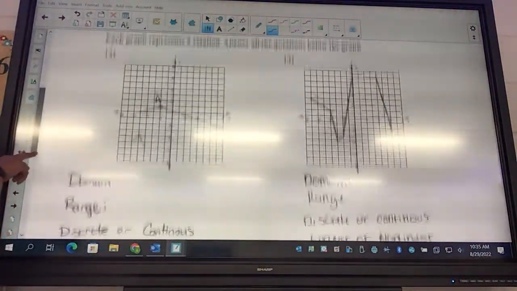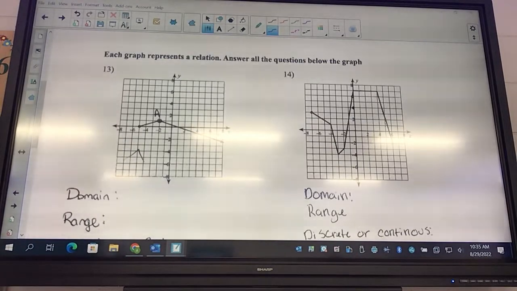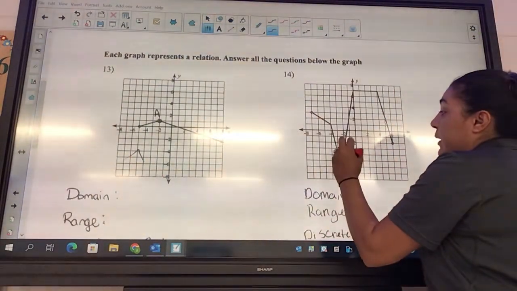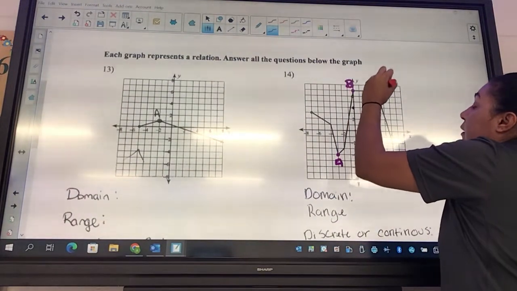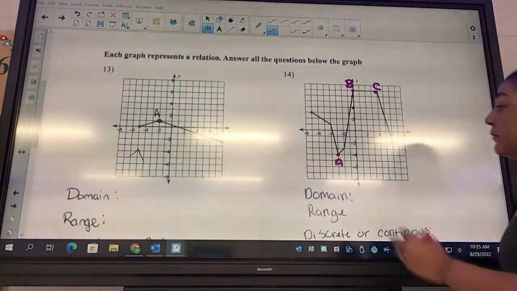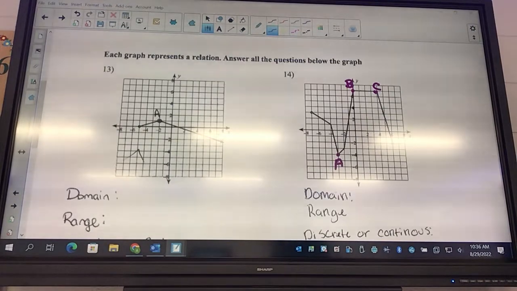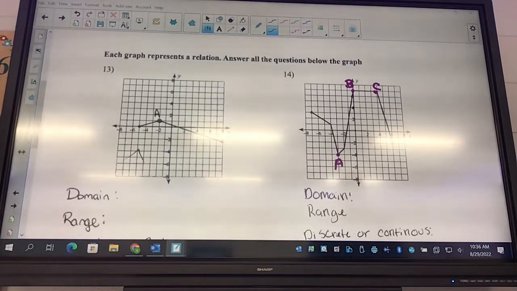Okay, now we're going to the graph. Each graph represents a relation. While you guys are waiting, make sure that you mark on the other side the letters. I did A on that one, right? Here's going to be A, this is going to be B, C. Draw those little dots on yours. They are at a turning point, right? That way you know what to write down for your min and max. I forgot to draw them on some of your sheets. Discrete and continuous?